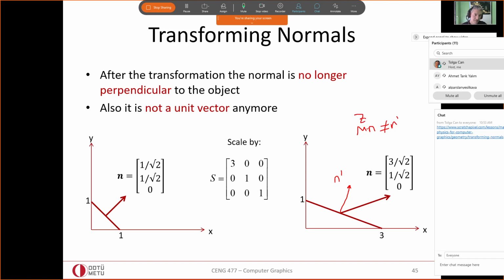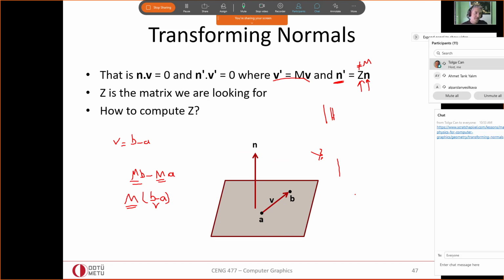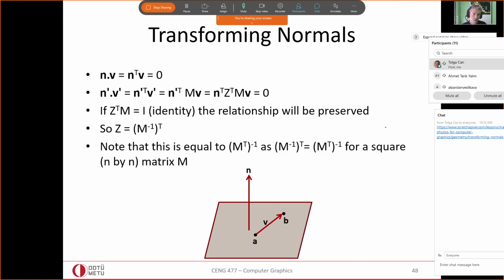So what should be the correct matrix that we should use instead of M? This is what these slides are about. How do we find that Z? What we know is that the dot product of v prime and Zn, whichever is the correct one, should be 0. If I take the dot product of this Zn with v prime, I should get 0. This is what I know. It's written here: the n prime and v prime, their dot product should be 0.